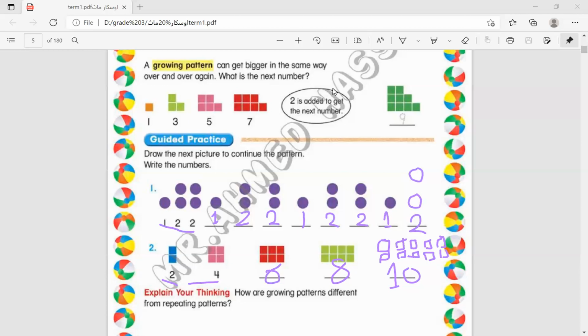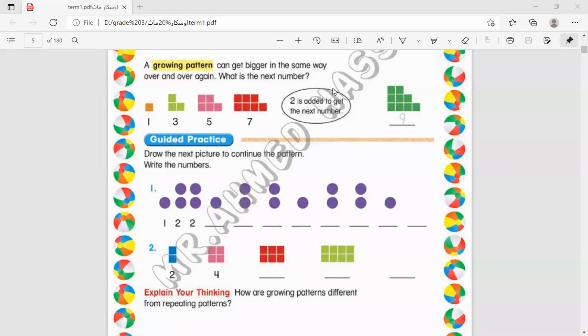Explain your thinking. How are growing patterns different from repeating patterns? يلا كده حل لنا السؤال ده. كمان اشرح لنا تفكيرك ازاي النمط المتنامي، النمط اللي بيزيد، بيكون مختلف عن النمط اللي بيتكرر. In English, how are growing patterns different from repeating patterns? Okay, let's move to the next part. But first, as usual, let me clear this writing and drawing and go to the next part.